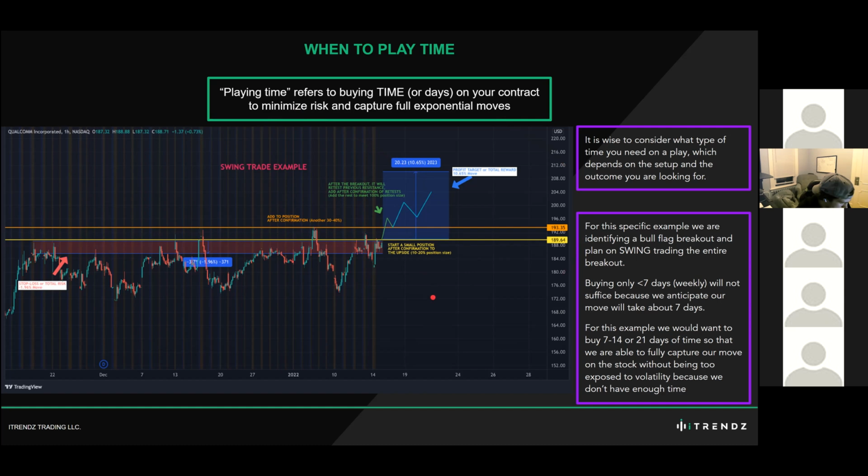Then if you wanted to get a little cheaper contracts and the volume still makes sense, you could look at 21 days out, getting a little cheaper and a little more accurate, but you just have to be accurate with where you're looking at in your position. But buying time just refers to buying enough room for yourself so that you can capitalize on the movement.